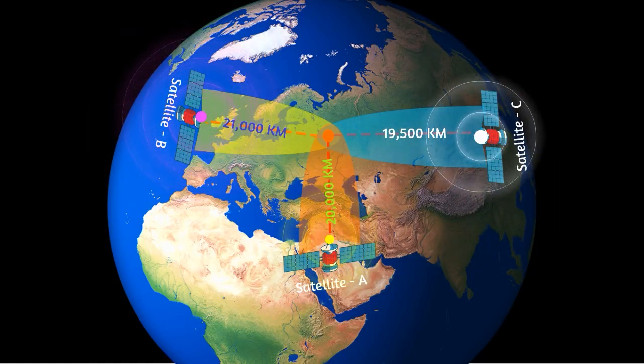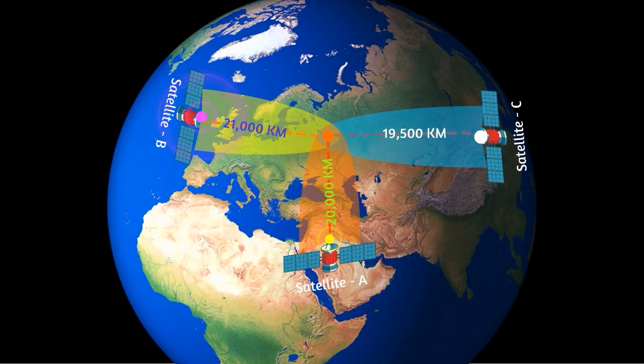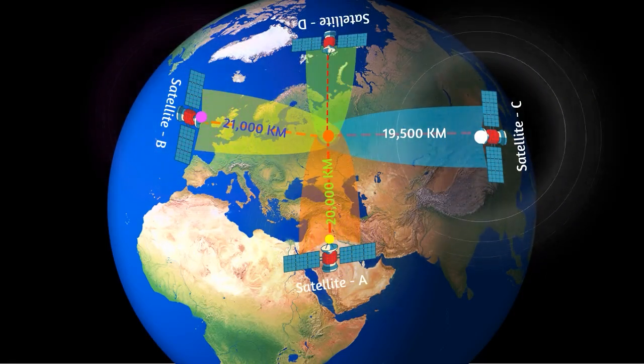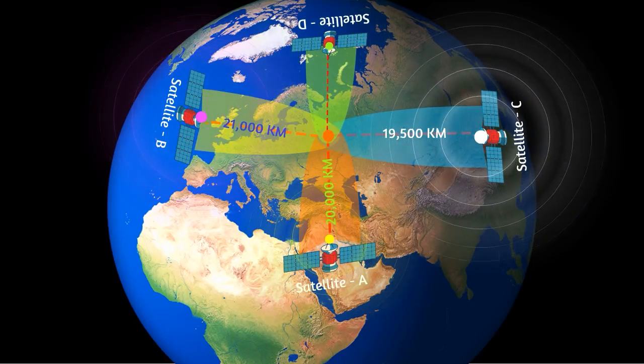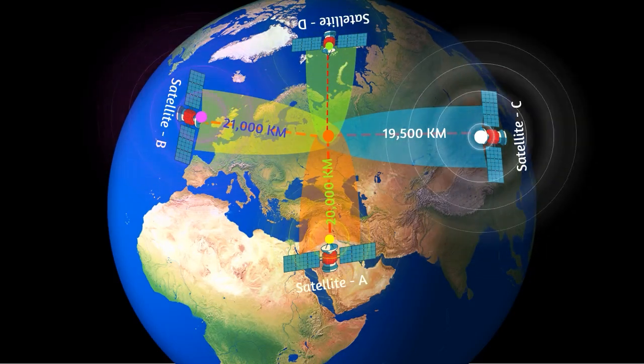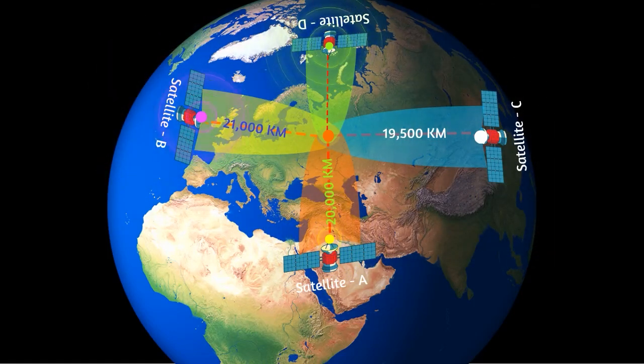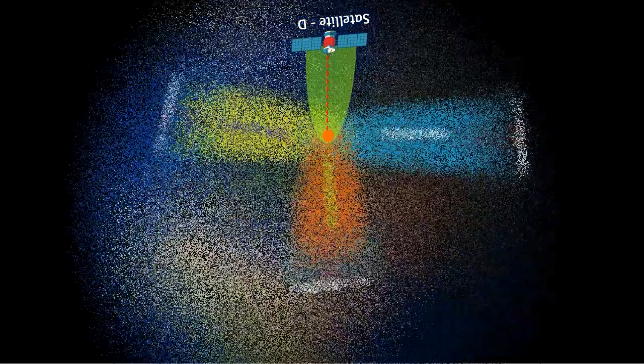But wait, if 3 satellites give us a location, why do we need a 4th one? Why do we use 4 satellites? The 4th satellite helps correct errors caused by atmospheric interference and clock inaccuracies. This improves accuracy from a few meters to centimeters depending on the GPS type. Now let us see the types of GPS used in surveying.